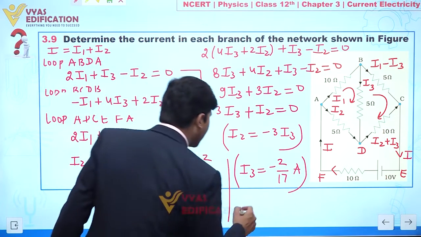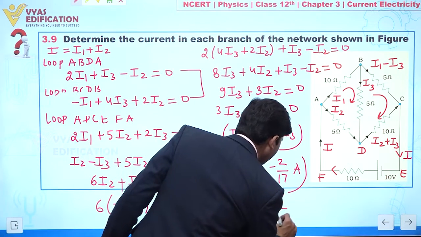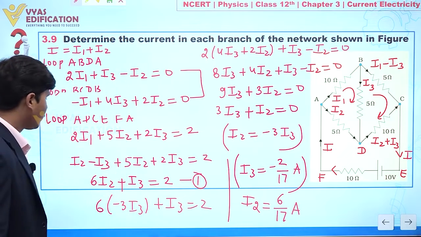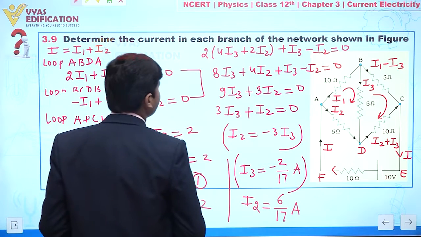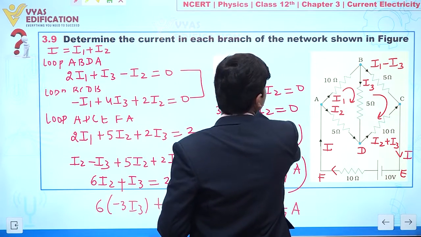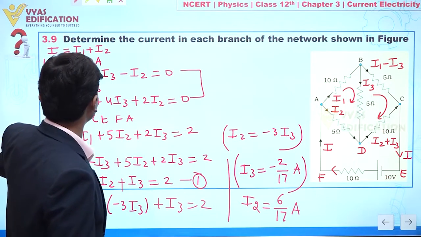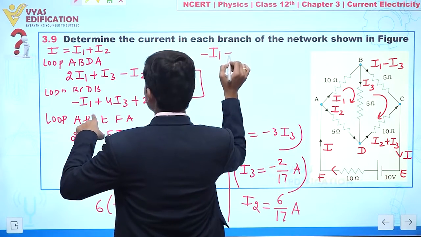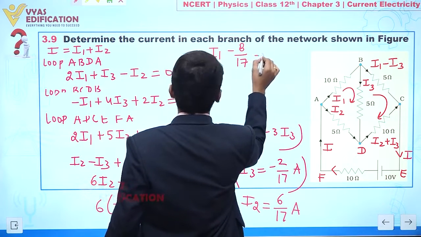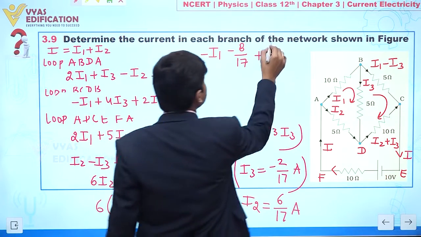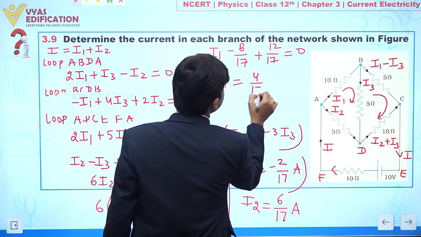So can we calculate the value of I2? Yes, the value of I2, if we multiply it with minus 3, is 6 by 17 ampere. Now we know I2 and I3 values. Can we calculate the value of I1? Yes, definitely. We can easily calculate I1 if we place the I2 and I3 values in this equation. Minus I1 plus 4 times I3, which is minus 8 by 17, plus 2 times I2, which is 12 by 17, should be equal to 0. From here, I1 is given by 4 by 17 ampere.